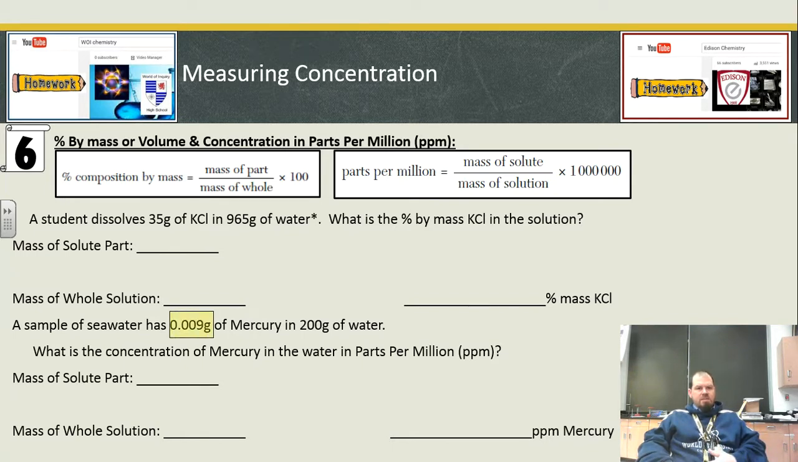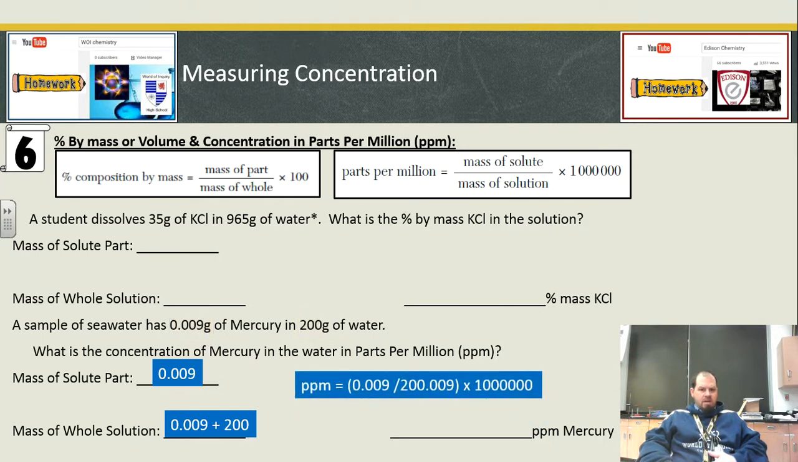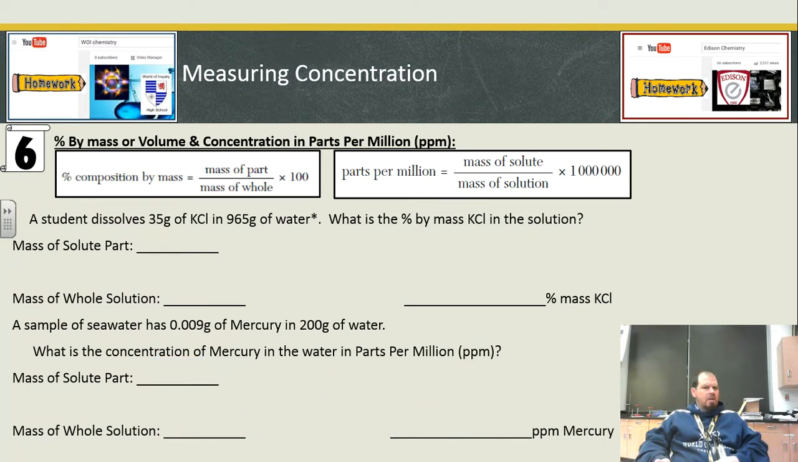So the mass is 0.009. The mass of the solution is, again, add them up. And you can do this both ways, and you'll see it really won't affect your calculation. You'll come out with the same answer, luckily. So this is going to be 0.009 over 200, and 0.009 times a million, and you get, I think, 44.997, which is 45 between friends, parts per million mercury. Okay?